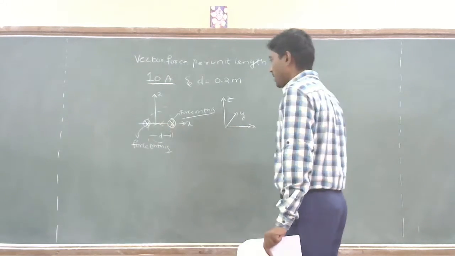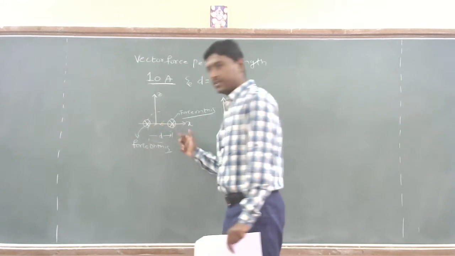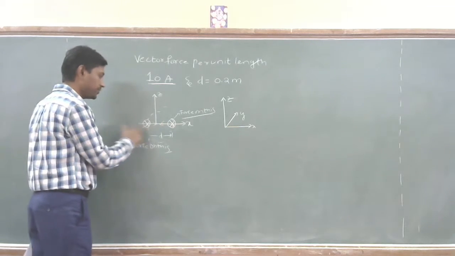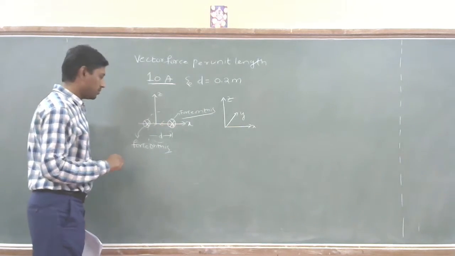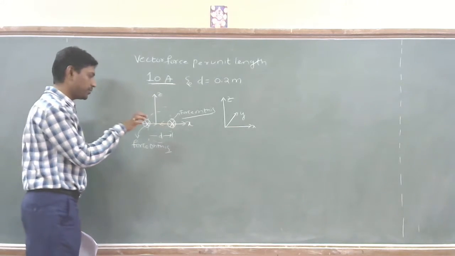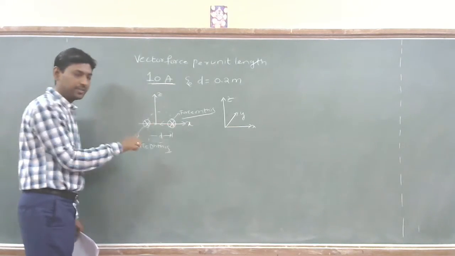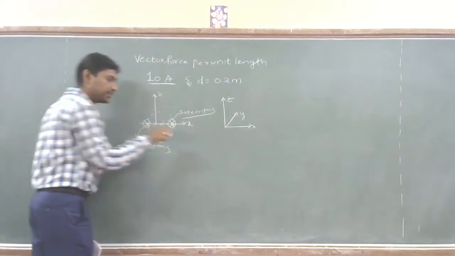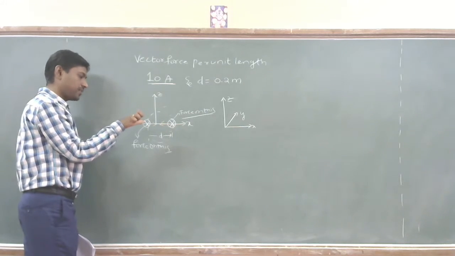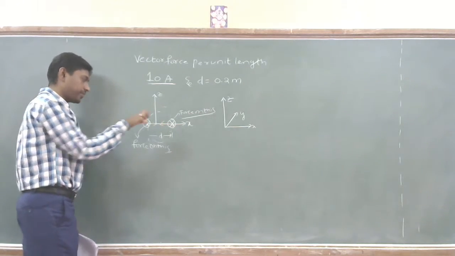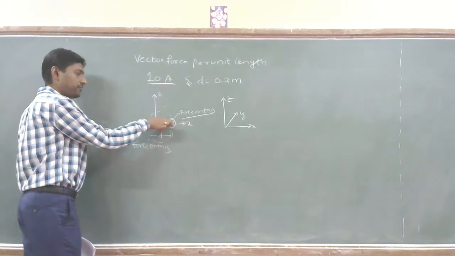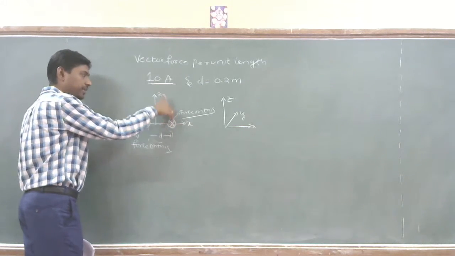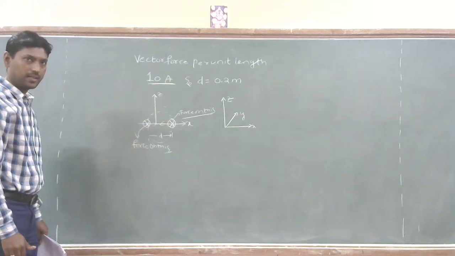I would also like to show the direction of the magnetic field at this point due to this conductor. The current is flowing along the positive y-axis. Take your thumb along the direction of the current, and find the magnetic field at this point. You could see that it will be in the minus a_z hat direction.